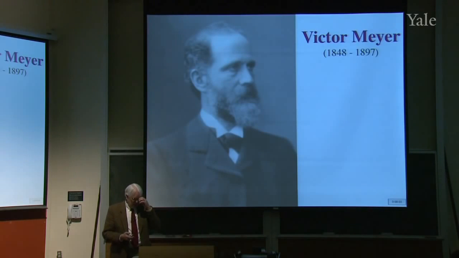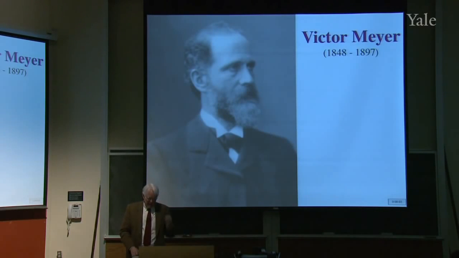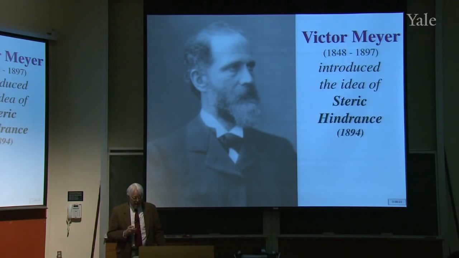Now, Victor Meyer, we saw last time, is the short-term supervisor of Moses Gomberg. And remember what Gomberg did in his lab? He made tetraphenyl methane, right, which was hard to make because it was so sterically hindered, as we found out in trying to make it with models last time. But in fact, it was Victor Meyer who introduced the idea of steric hindrance in 1894.